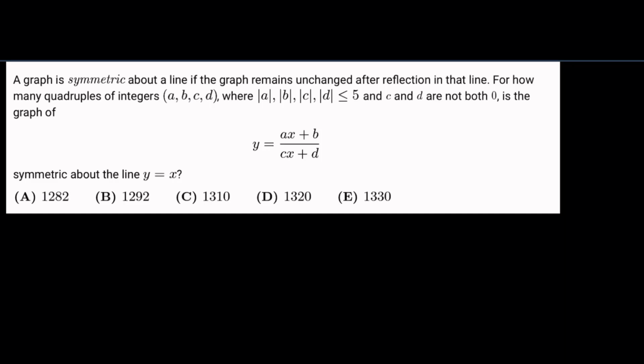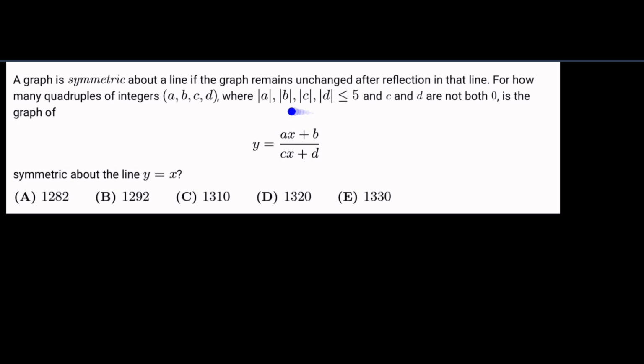Let's look at problem 25. A graph is symmetrical about a line if the graph remains unchanged after reflecting in that line. Here, of course, we have the special line y equals x. It is important to know that if the inverse function exists, then the inverse function's graph is symmetrical to the original function with regard to y equals x.